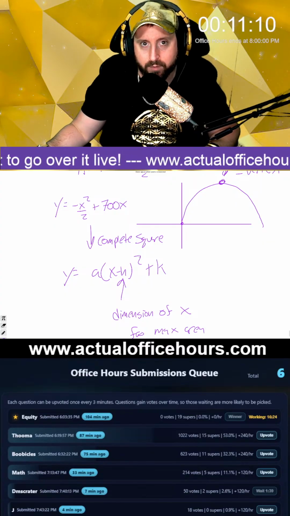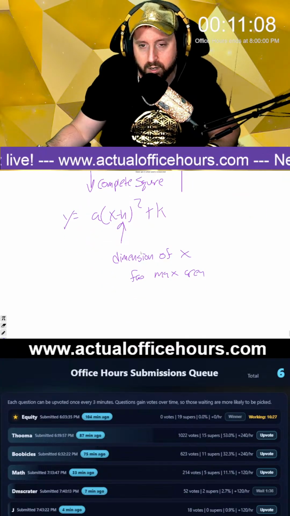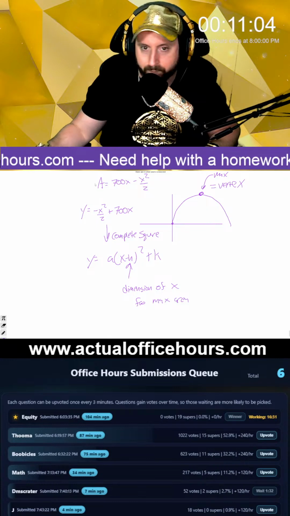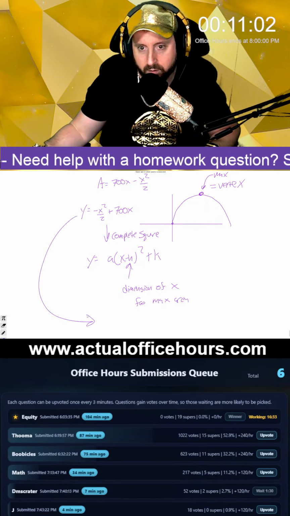Speaking of functions, can you show how to find the vertex form? Yeah, no, I can do that. Here, let's just do this one, and let's verify that the answer is correct. So let me just do that. Okay, let me do completing the square here.